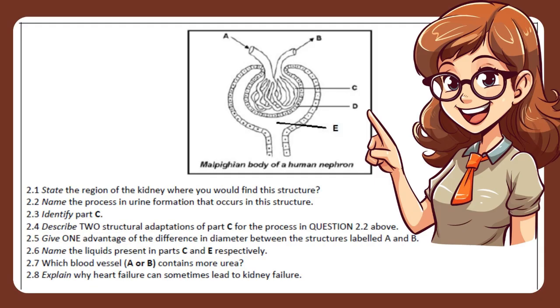2.1 State the region of the kidney where you would find the structure. 2.2 Name the process in urine formation that occurs in this structure. 2.3 Identify part C. 2.4 Describe 2 structural adaptations of part C for the process in question 2.2 above. 2.5 Give 1 advantage of the difference in diameter between the structures labeled A and B. 2.6 Name the liquids present in parts C and E respectively. 2.7 Which blood vessel, A or B, contains more urea? 2.8 Explain why heart failure can sometimes lead to kidney failure.